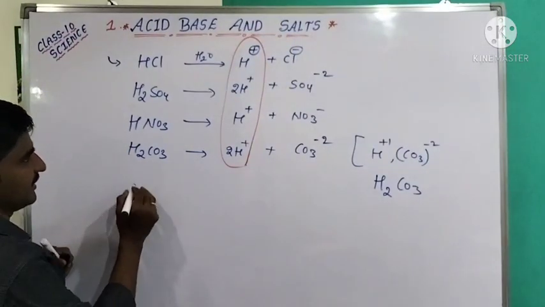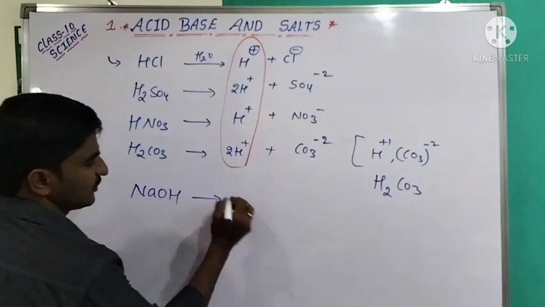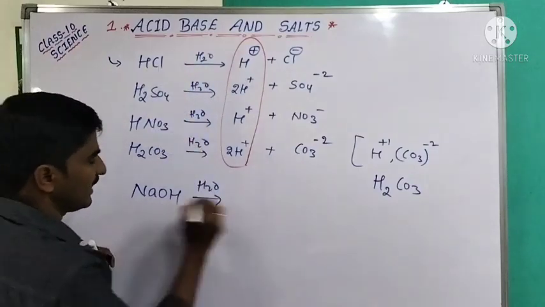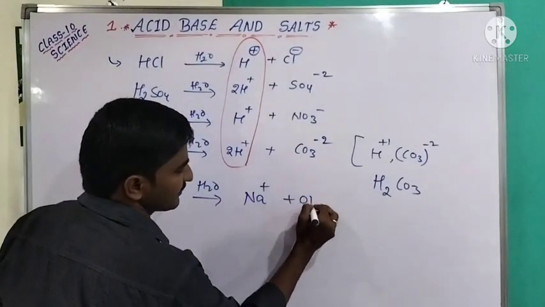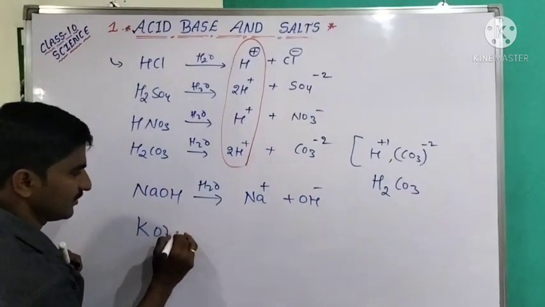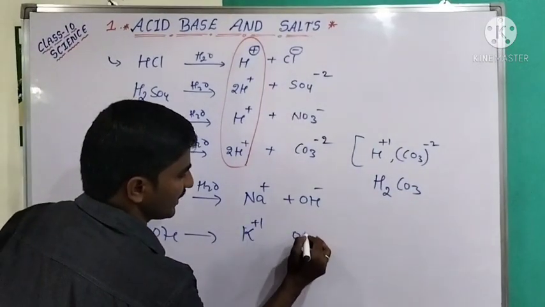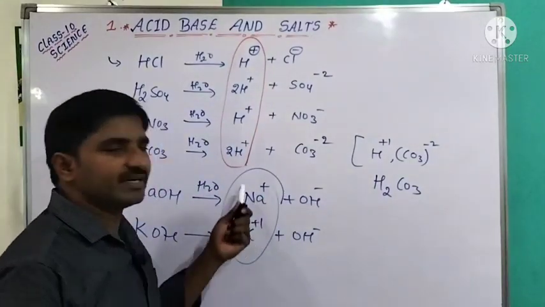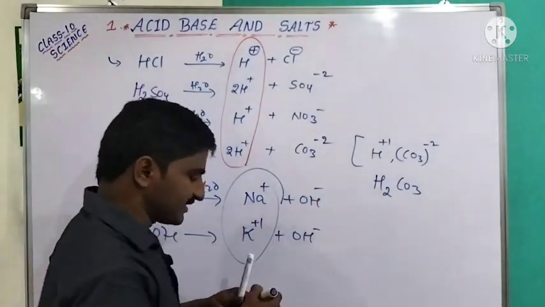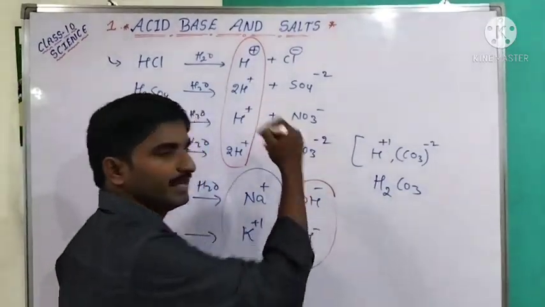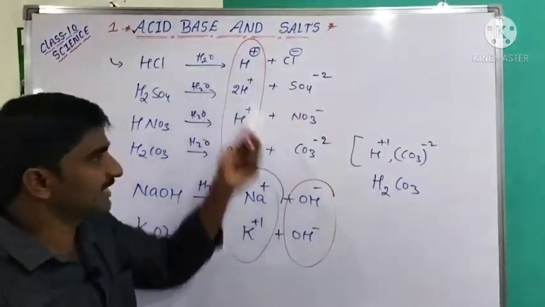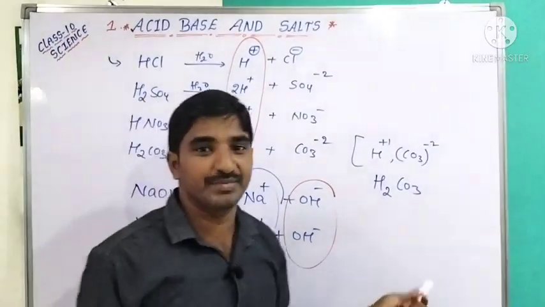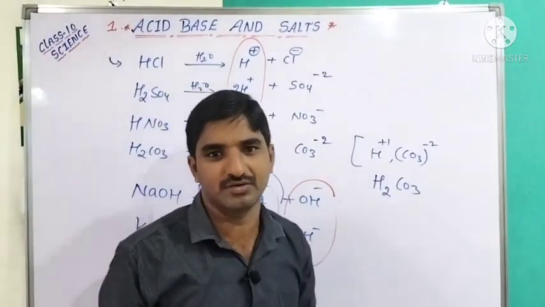If you take sodium hydroxide, a base, dissolving in water, it produces Na plus 1 and OH minus ions. If you take KOH, it gives K plus 1 and OH minus 1. These are different atoms of elements, but here OH minus ions are produced, and OH minus ions are basic in nature. So according to Arrhenius, production of H plus ions is called acid and production of OH minus ions is called base. This is today's topic, acid base salt, a small introduction. Thank you all of you.